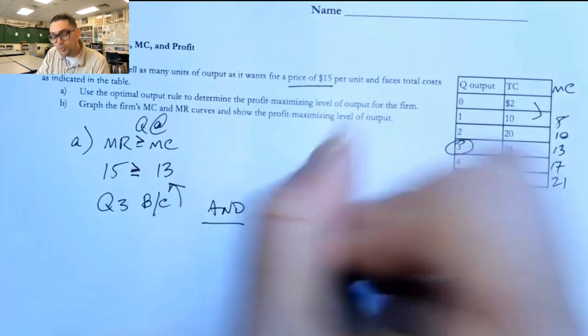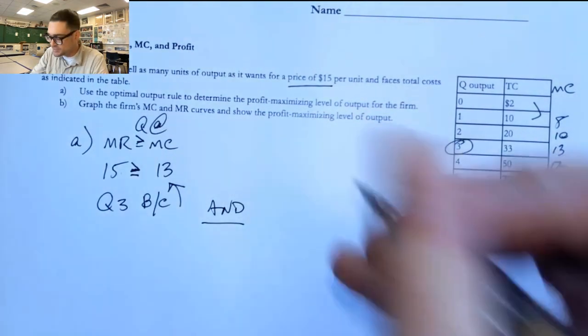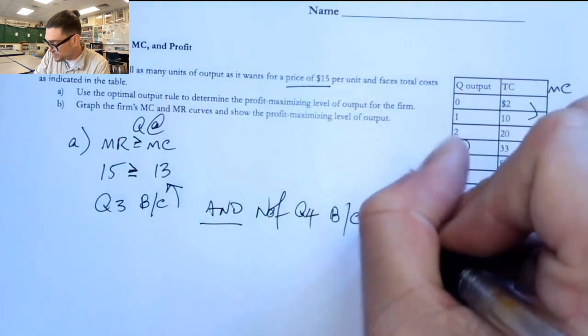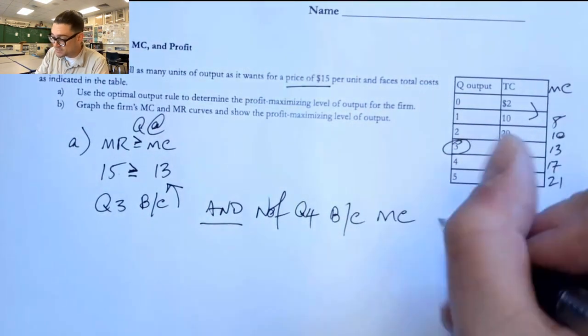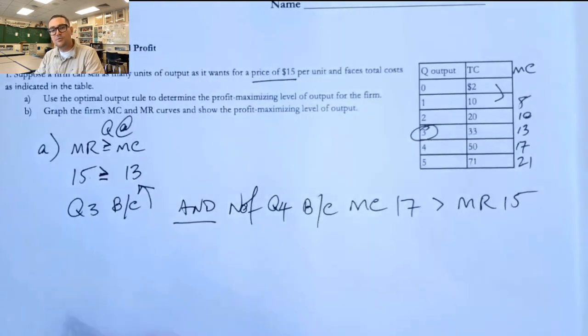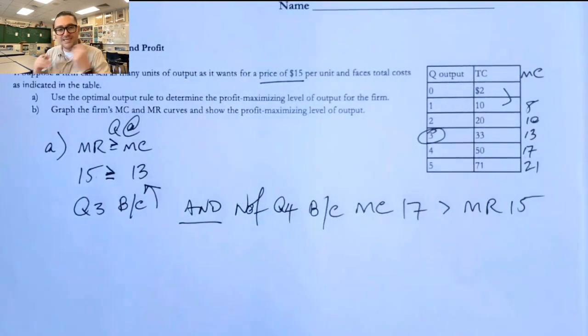And this is an important part of this: why wouldn't we produce the next one? Not Q4, because the marginal cost at Q4 is 17, which is greater than the marginal revenue of 15. And what we're doing here by saying not the next one is saying that that's one we wouldn't produce. That's what we really mean by marginal analysis: why do we pick the unit we do and not the unit that's the next one beyond it?